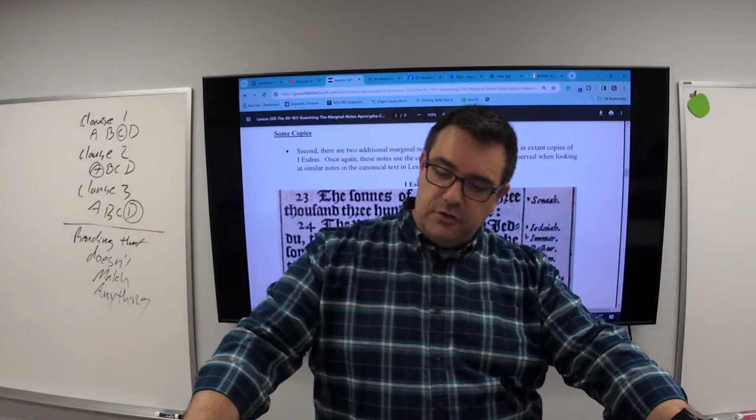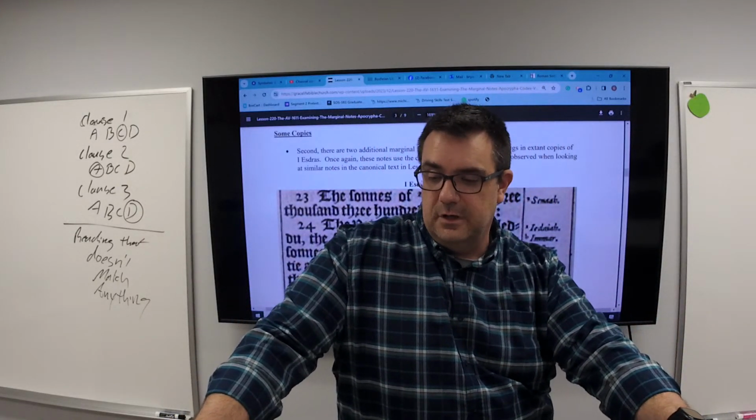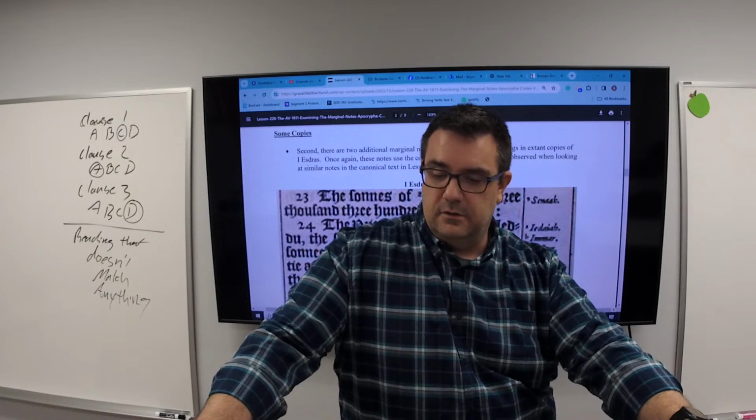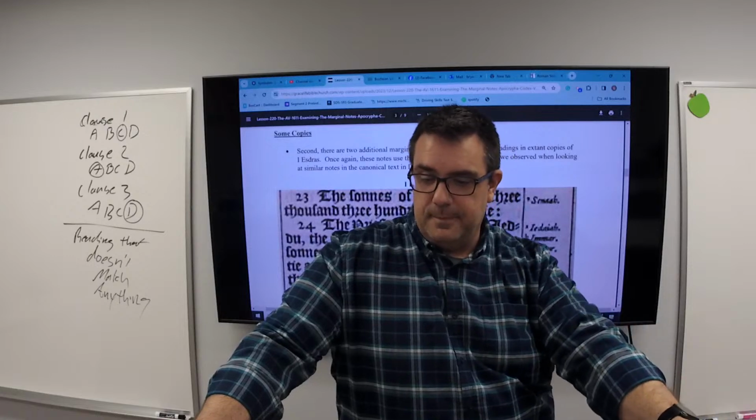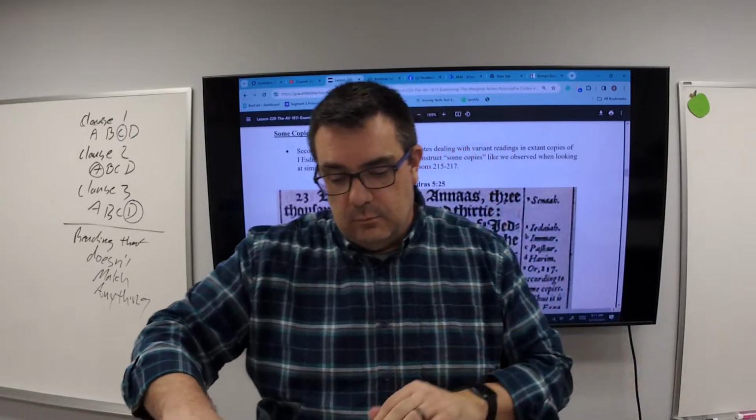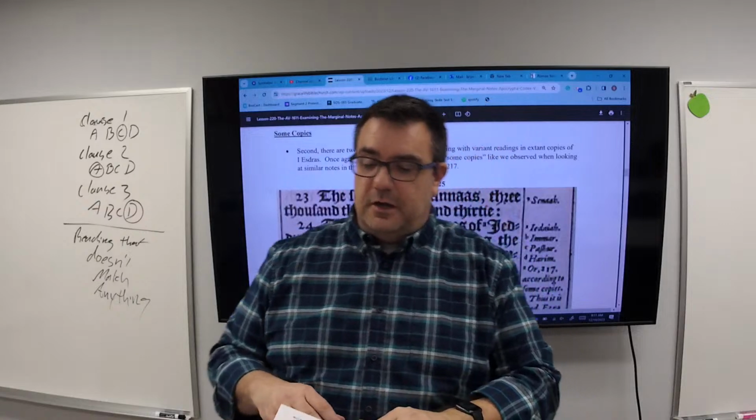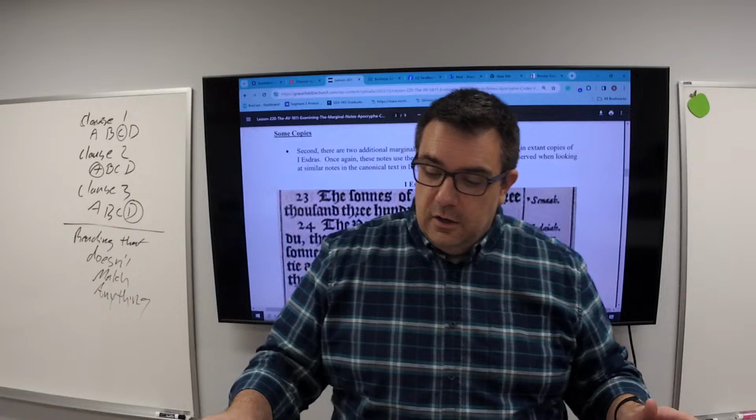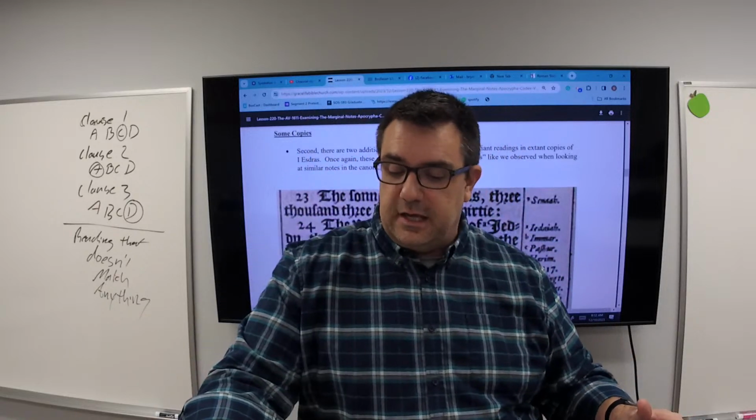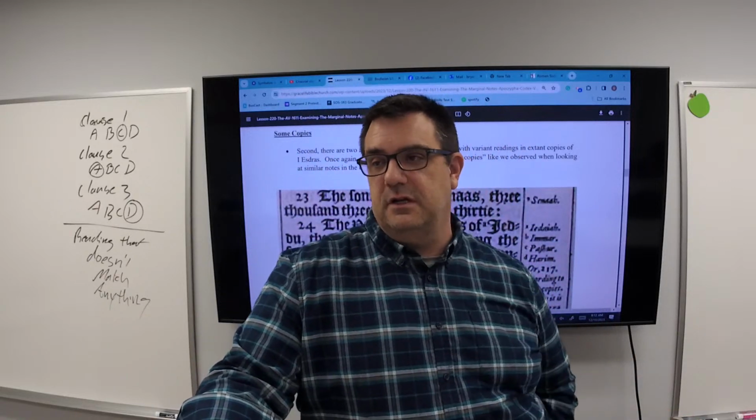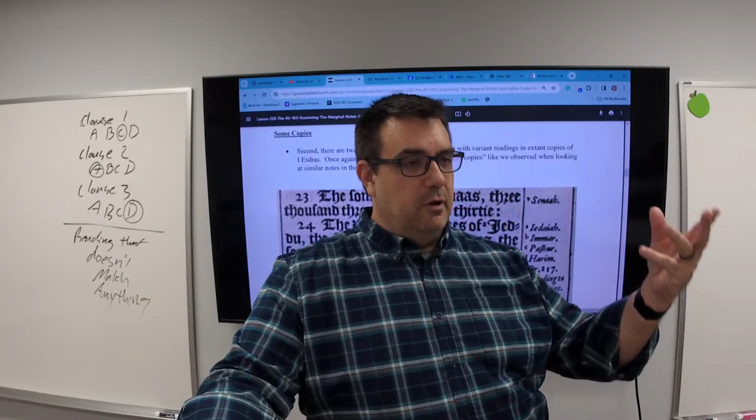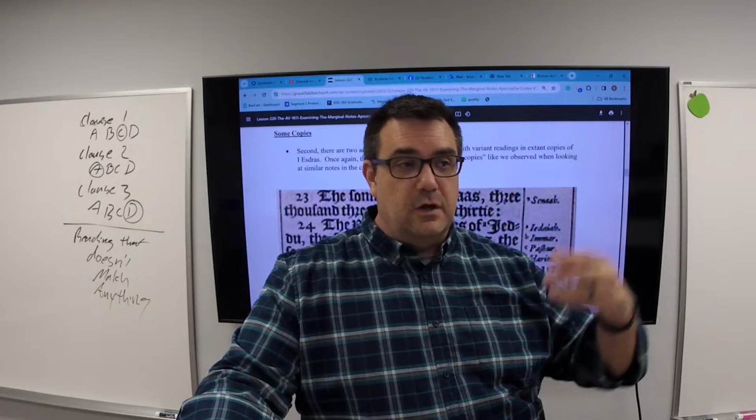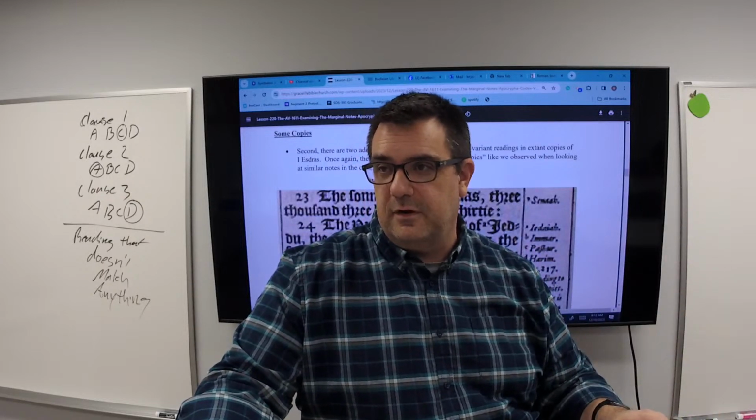Second, there are 2 additional marginal notes dealing with variant readings and extant copies of First Esdras. So extant again means existing. All right. Once again, these notes use the construct, quote, some copies, like we observed when looking at similar notes in the canonical text in lessons 215, 216, 217. So remember we looked at that. There were a few different ways of saying that. Some copies read, some ancient copies. Remember we looked at all those different variations of that.